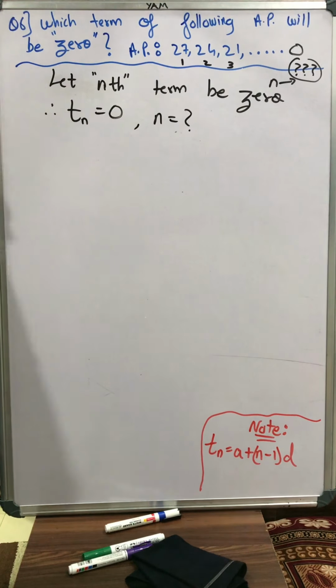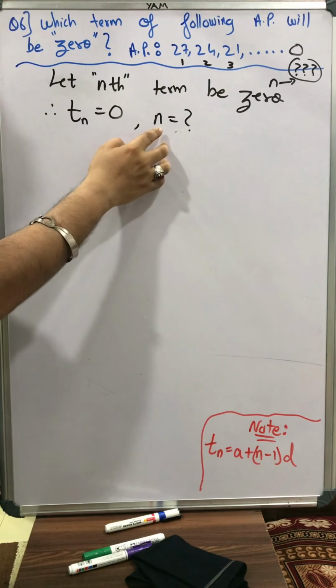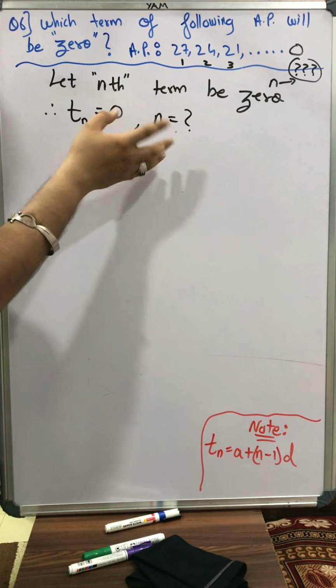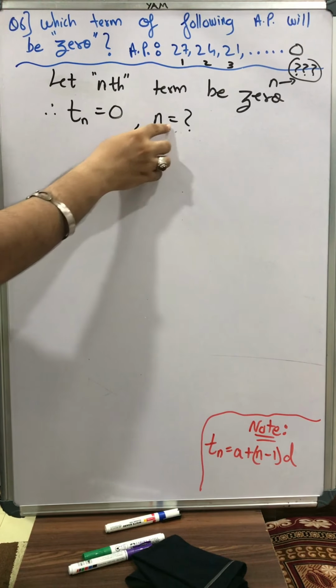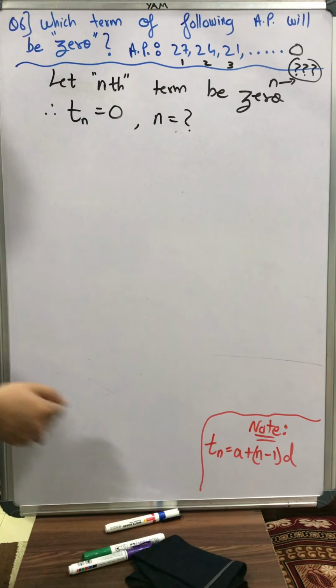Question number 4, question number 5. Okay, so we need to find which number term will have the value of n at which the term's value becomes 0. So Tn is 0 and we need to find the value of n. Same, we have to use this formula.